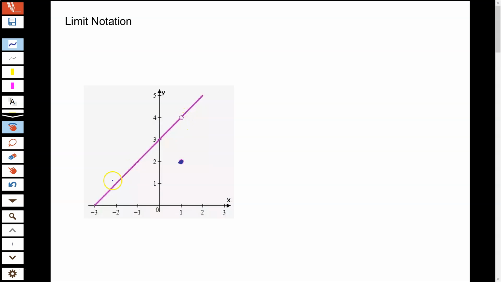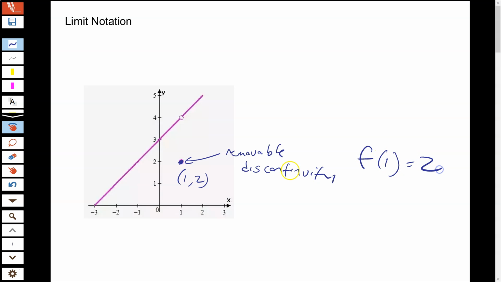We know that we have this point that is not on the line that the rest of the function is defined as, right? So this point, remember, is called a removable discontinuity. And we would say, based on this point, this point is (1, 2). We'd say f of 1 is equal to 2, right? And that's just reading the point off the graph.